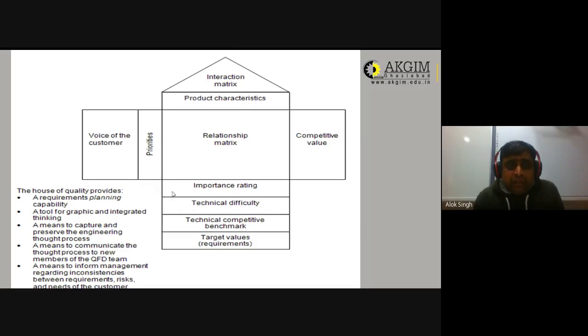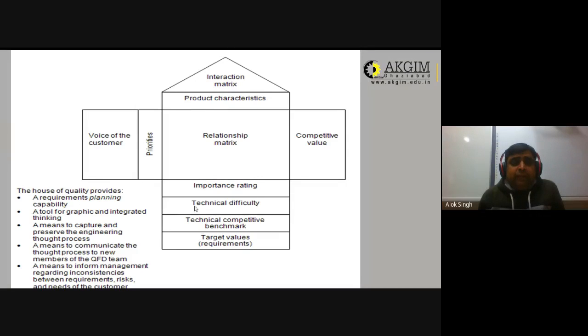Okay. Next, importance rating: priority multiplied by this relationship matrix gives you the importance rating. Okay. Similarly, technical difficulty. What is technical difficulty in terms of product characteristics? What are the various technical difficulties? Like if you want to design a camera, the camera should be lightweight, and it should have better color resolution. So for that, there would be some technical benchmark or technical tolerance limit. That technical benchmark or technical difficulty, you will map here.